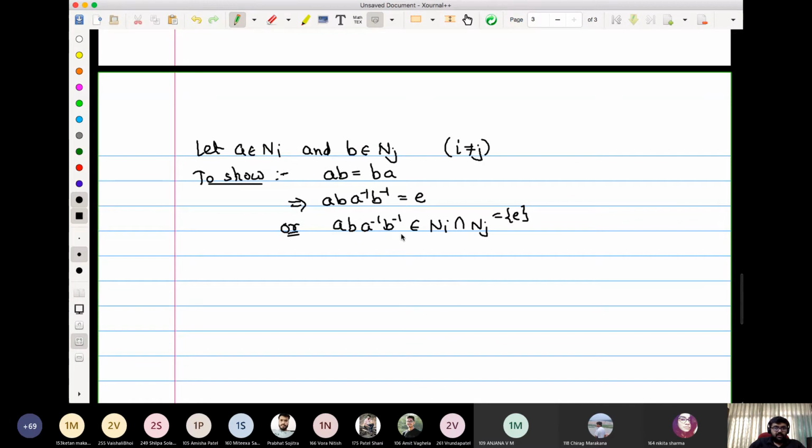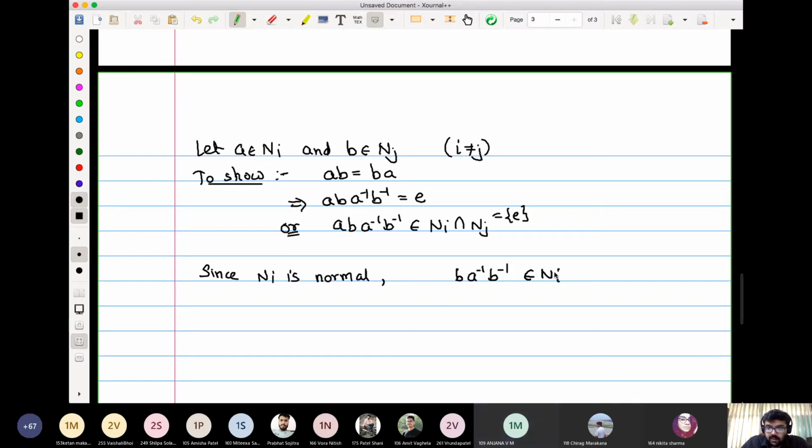How do I show that AB A inverse B inverse is in Ni intersection Nj? So we know these are normal. So since Ni is normal, Anjana had given the answer, I remember. Do you remember, Anjana? What should I take as an element? Since Ni is normal, which element should I consider in Ni? A inverse. A inverse is in Ni, and then what should I multiply on the right and left? AB, sir. So B inverse.